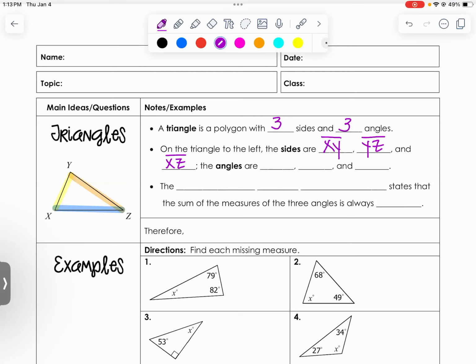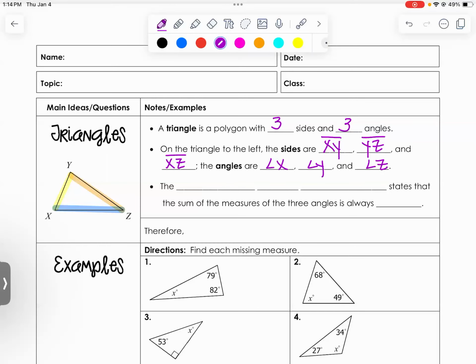Now, we have 3 angles, and if you remember back to the beginning of our unit that we did in December, we talked about those corresponding parts. Our symbol for angle is kind of like a slanted L. It's a weird L. So angle X, angle Y, and angle Z are our 3 angles. Could some of you figure that out without me telling you? Yeah, but it's fine.